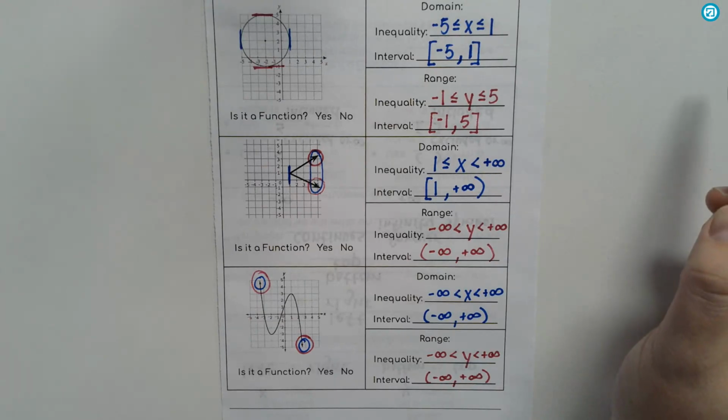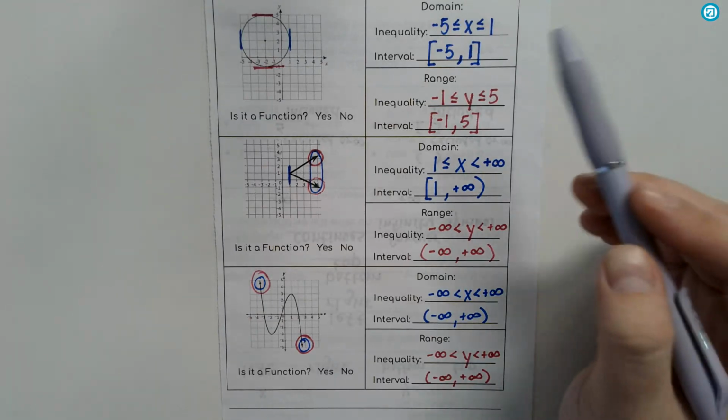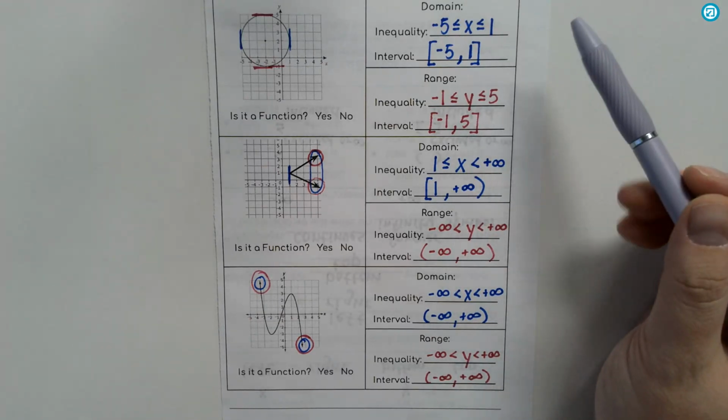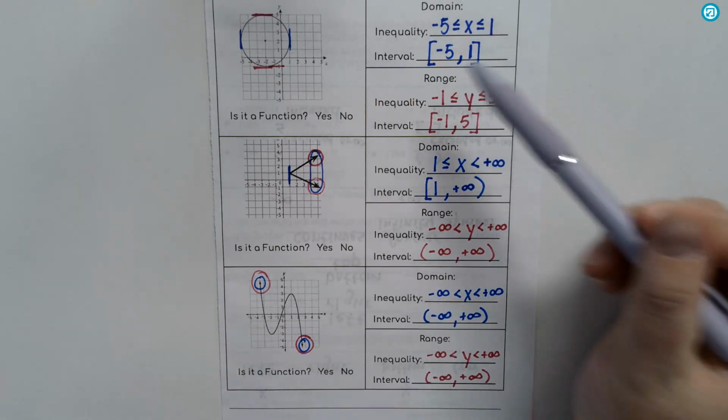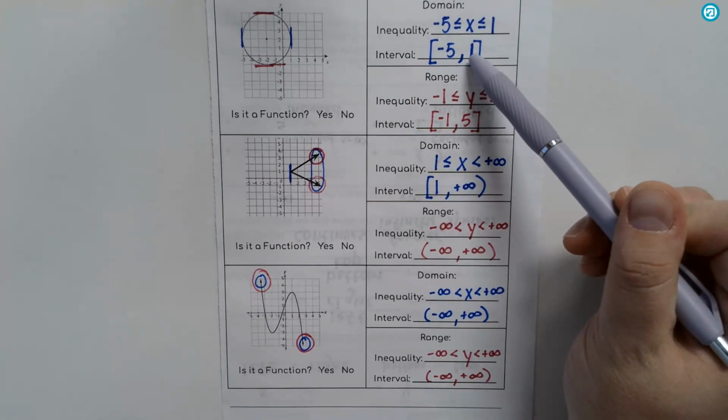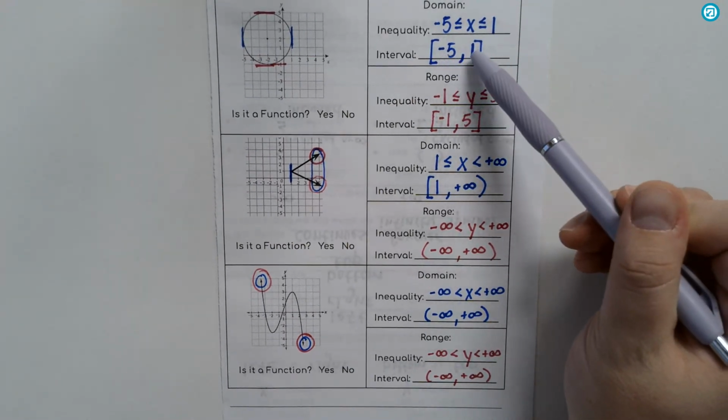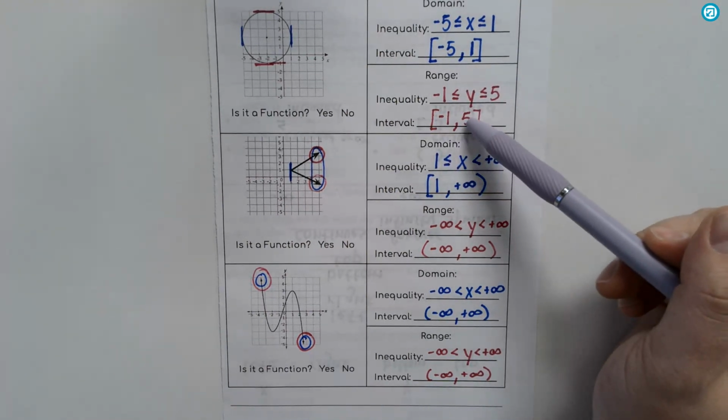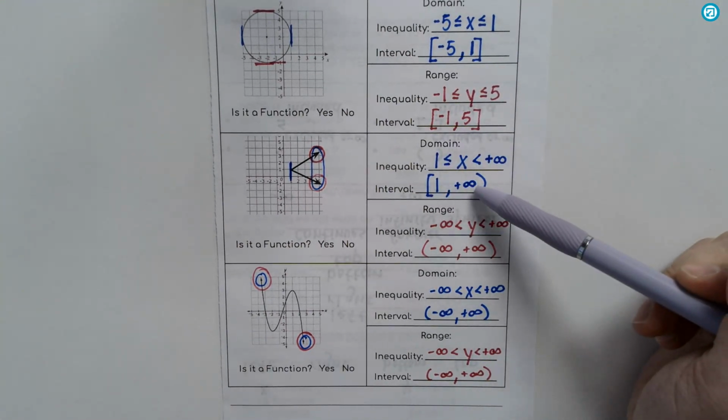Then the last thing I want to point out, you are always going from left to right and bottom to top. Left is always going to be a smaller number than the right number. So negative 5 is smaller than 1. Negative 1 is smaller than 5. 1 is smaller than infinity.